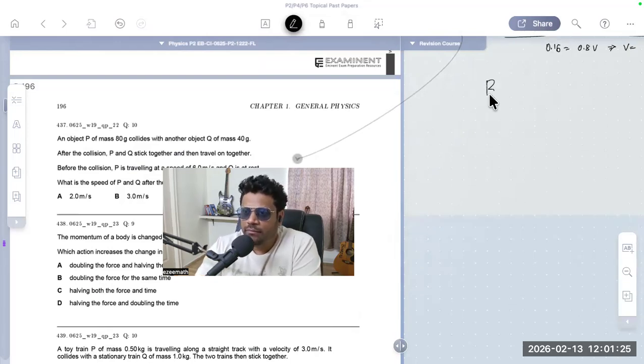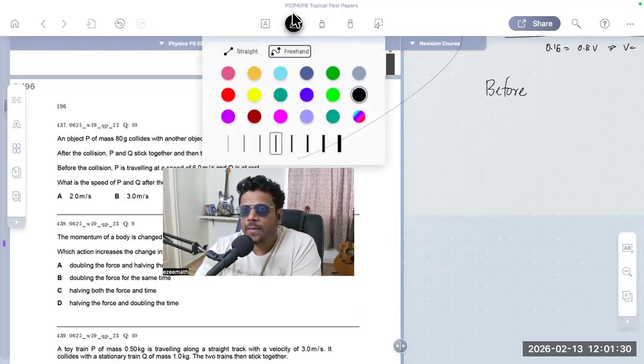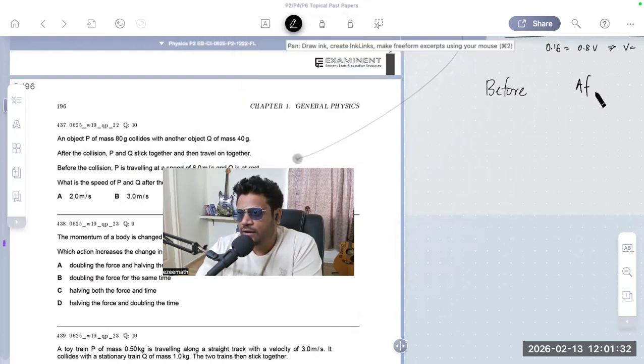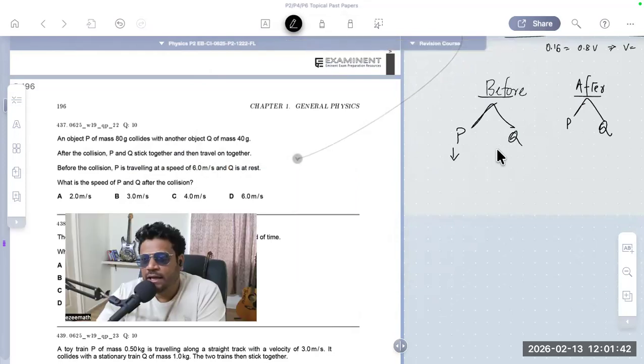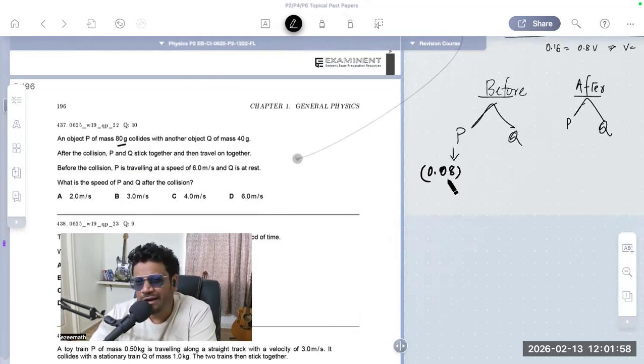Before impact, and after impact. We're going to calculate the momentum of the system. So you go P and Q, P and Q. P initially, the mass of it is 0.08 kilograms, because you have it in grams here. So I would like to convert it into kilograms.